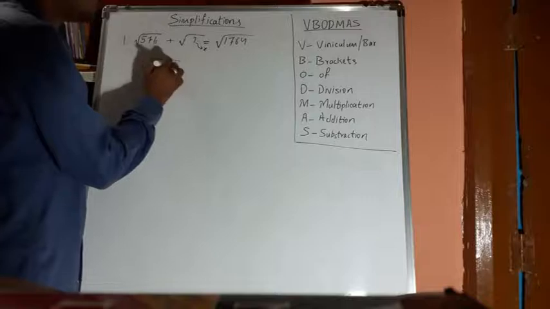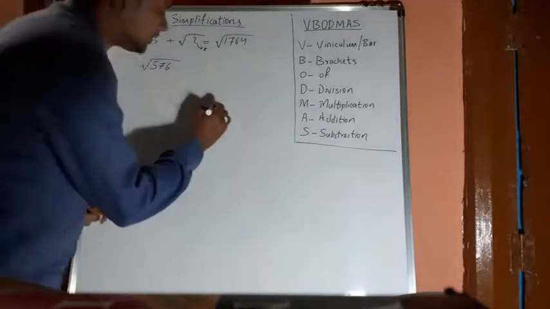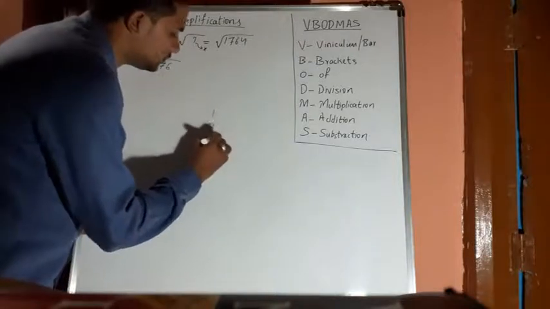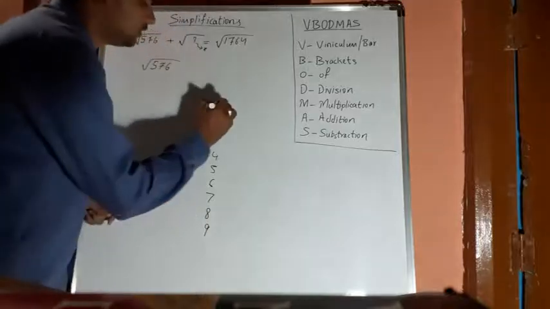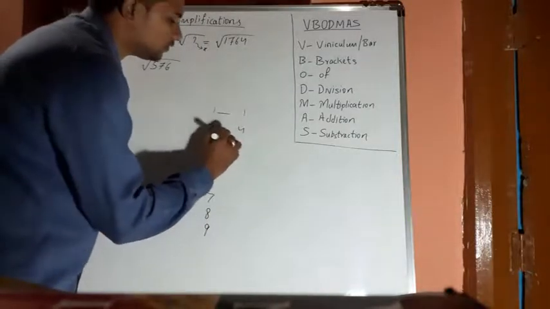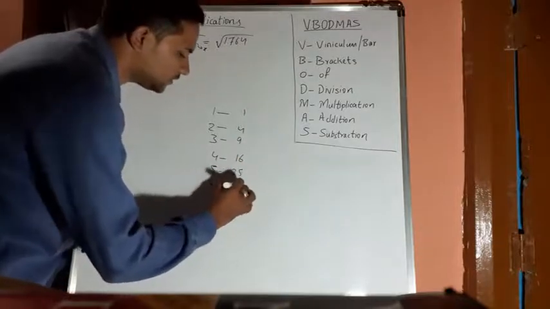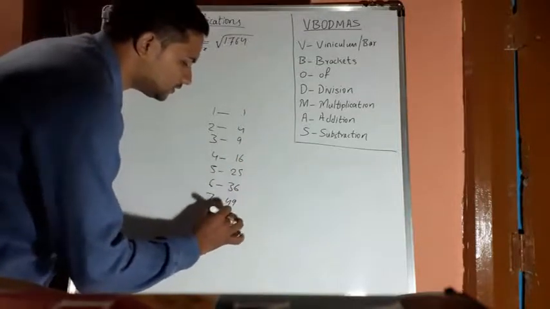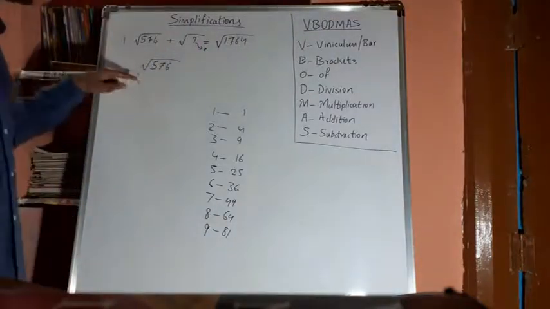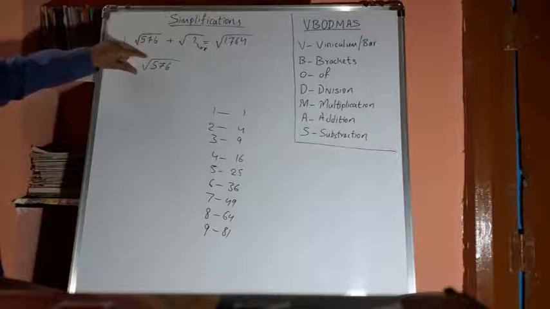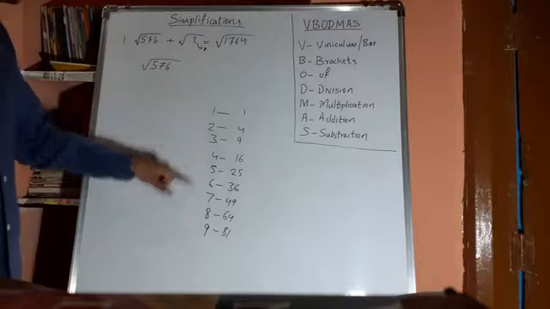See here, our given number is what? Square root of 576, right? So for your reference, I will write here 1, 2, 3, 4, 5, 6, 7, 8, 9. So square of 1 is 1, 2 is 4, 3 is 9, 4 is 16, 5 is 25, 6 is 36, 7 is 49, 8 is 64, 9 is 81, right? Whenever you are going to find the square roots of a given number, you should be remembering these numbers. These numbers, 1 to 9, should be in your mind.